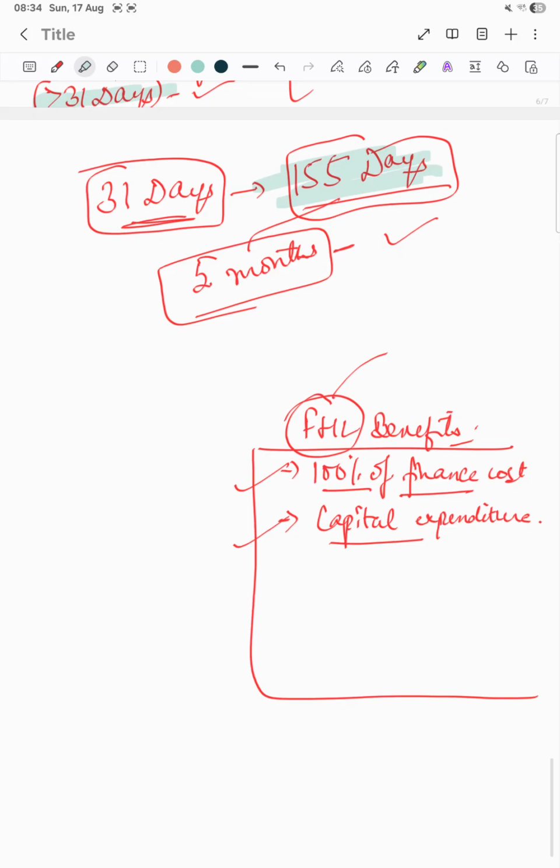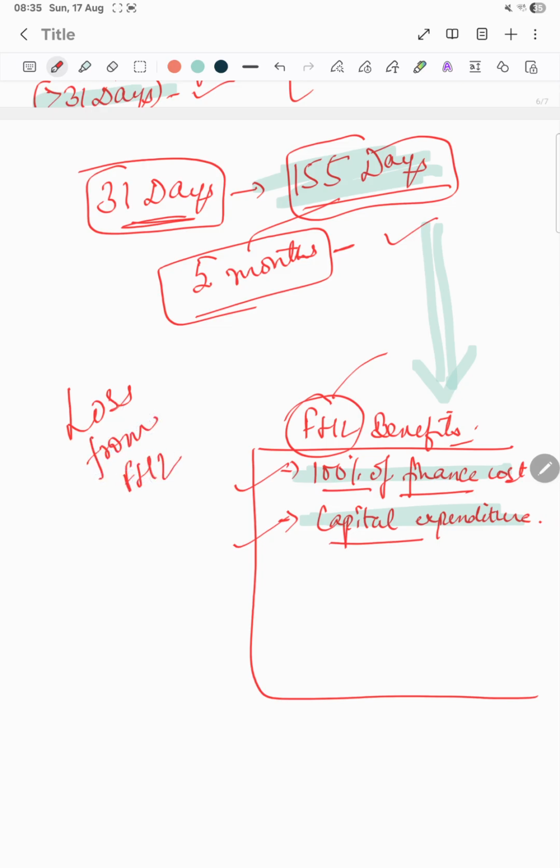And now, once your property has been recognized as a FHL, then certain benefits can be derived. Though it is a residential setup, you can claim the benefits of a business setup, which means 100% of the finance cost can be claimed, capital expenditures can be claimed. Clear? Now, there can be a loss also from FHL business.